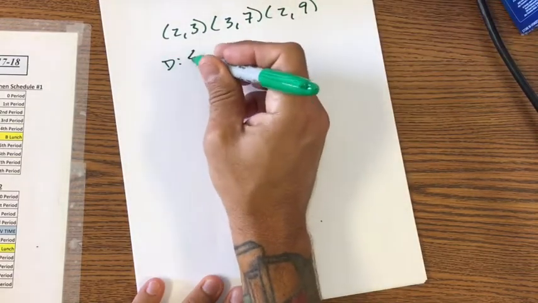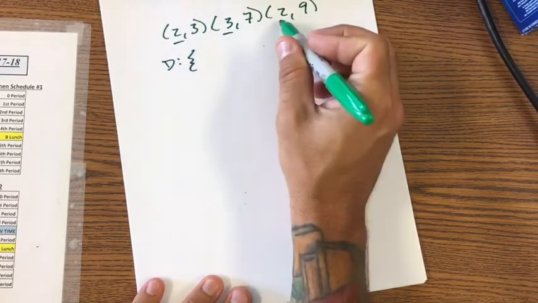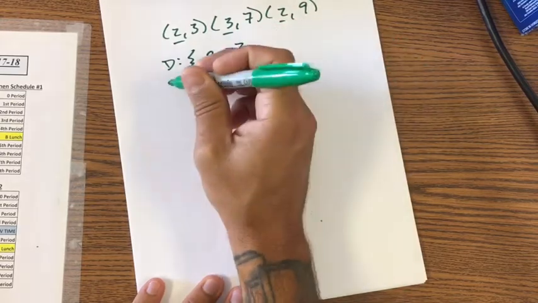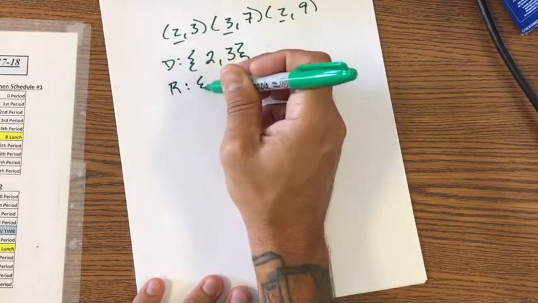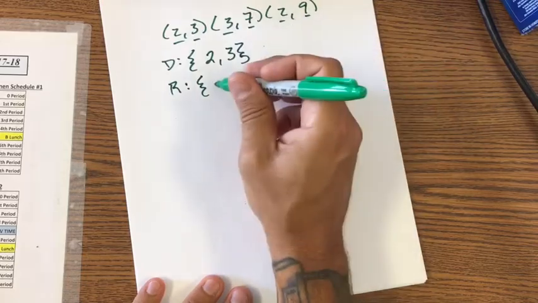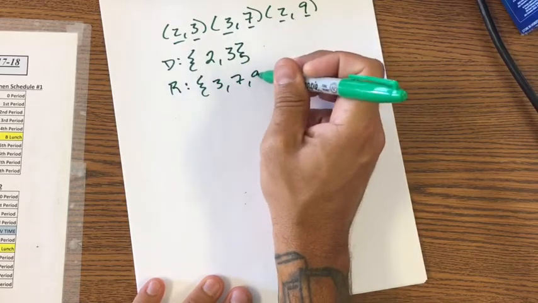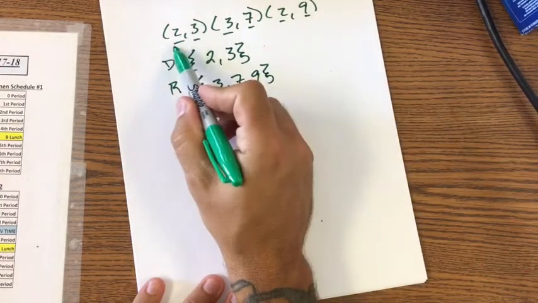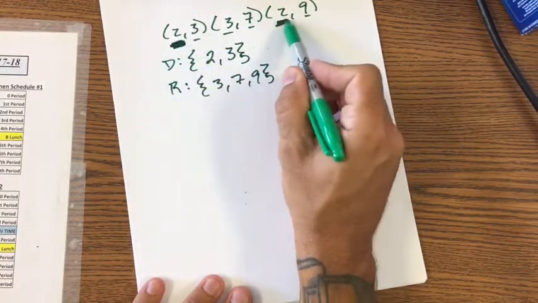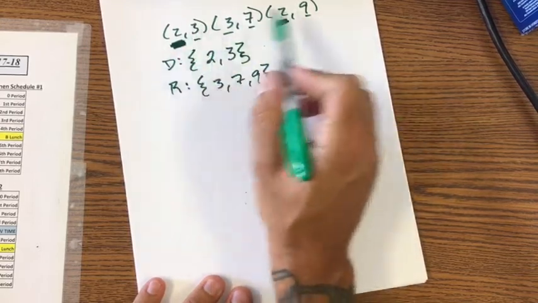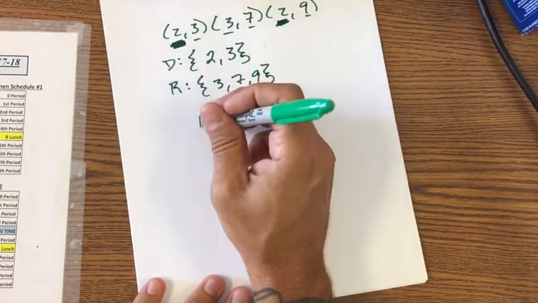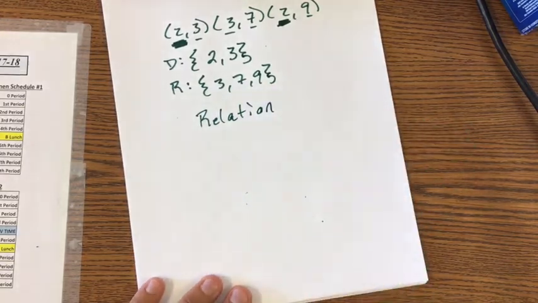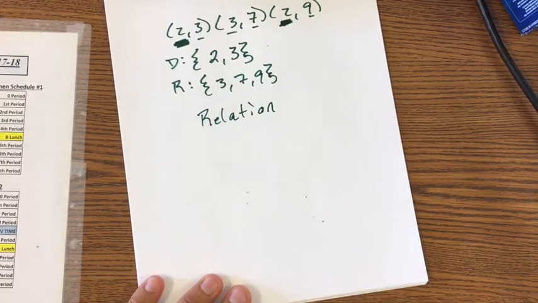Domain, I only have 2 and 3 because 2 repeats, so I don't need to put it twice. Range, I have 3, 7, and 9. We never have to repeat these, even if they repeat up here on the domain and range. Now this one, I have 2 twice, which means this x has 2 different y's. So this is not a function, it is a relation. I hope that makes sense.